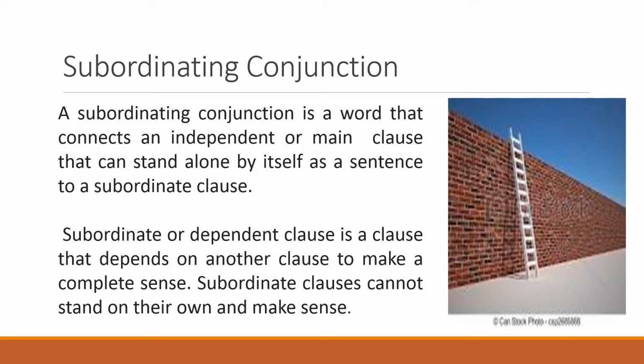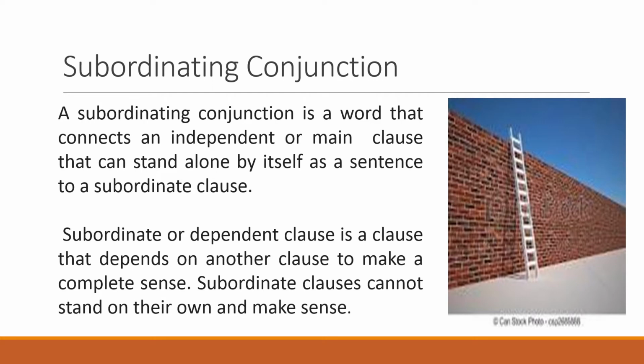The example before us is the diagram on the slide. You can see the wall and you can see a ladder leaning on the wall. So the wall there represents an independent clause that can stand on its own, and the ladder there represents the subordinate clause, which cannot stand on its own but needs to lean on something to make meaning.